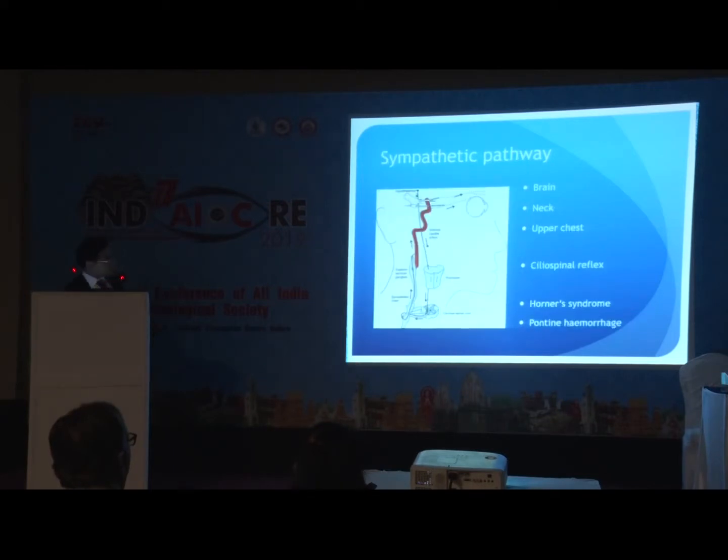Again, the sympathetic supply starts from the brain, goes down through the neck and the upper part of the thorax, and then back up again along the carotid artery, and this can be tested with the ciliospinal reflex. The usual lesion that we see is Horner syndrome, and I'll be showing you examples of these.